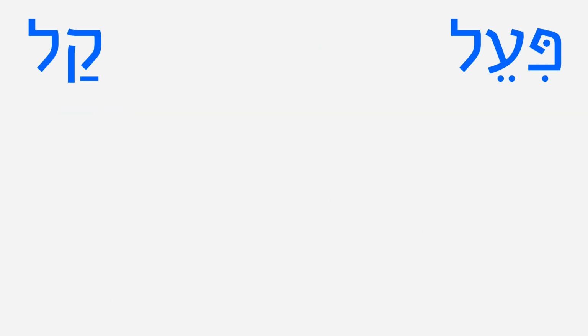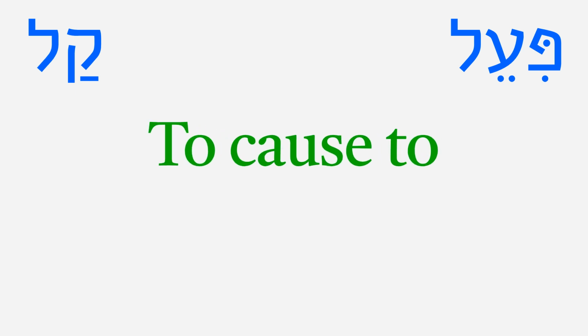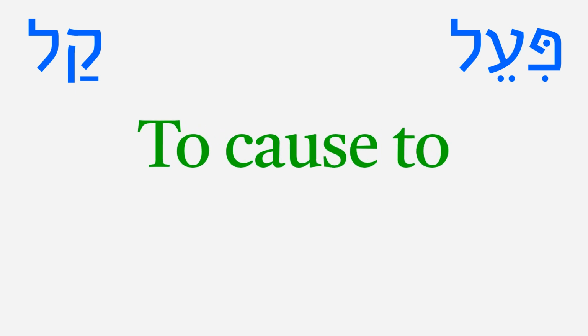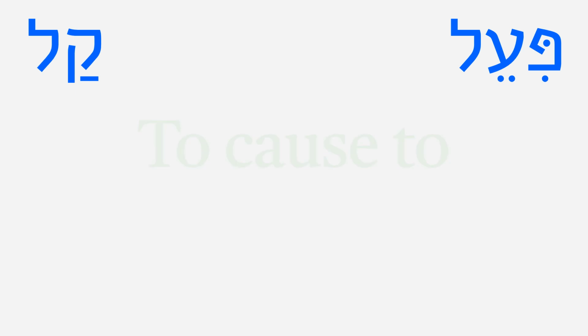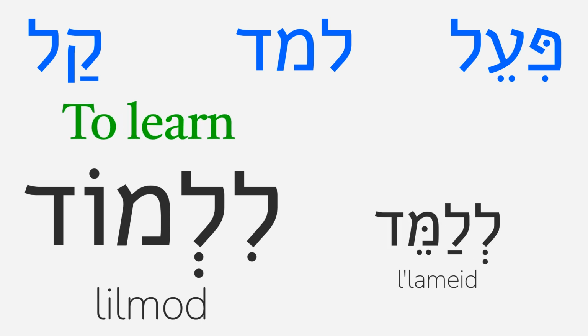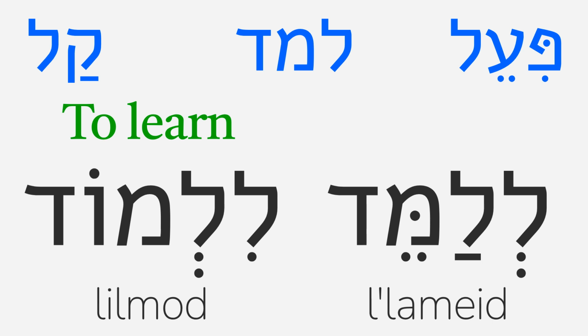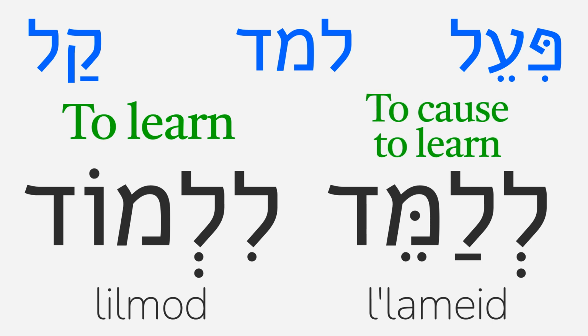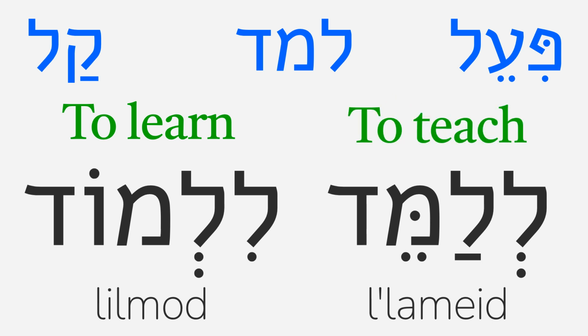Other times, if a root is in both the kal and the Piel, the verb will mean to cause to do the basic action of the kal. For example, the basic kal verb from the root lamed mem dalet is lilmod, which means to learn. The Piel verb from this root, lelamed, means to cause to learn, or in other words, to teach.